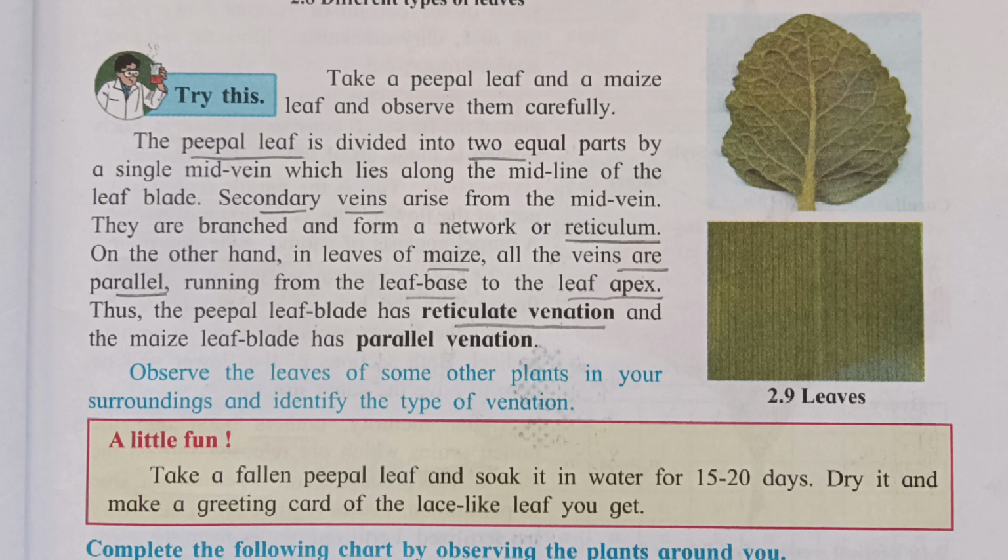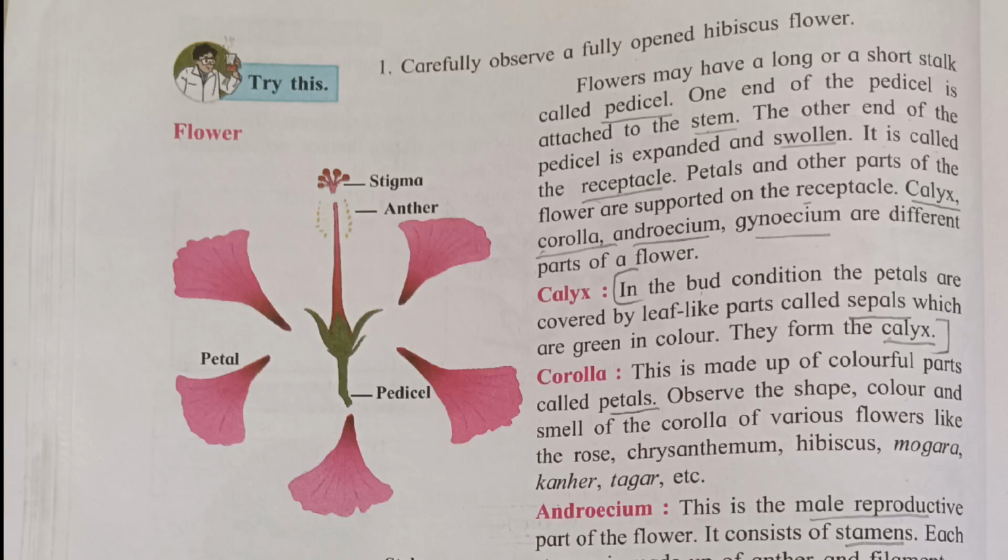Mark this paragraph. Flowers may have a long or a short stalk called pedicel. Mark this point. One end of the pedicel is attached to the stem. The other end of the pedicel is expanded and swollen. It is called receptacle. Mark the definition. Petals and other parts of the flower are supported on the receptacle. Calyx, corolla, androecium, gynoecium are different parts of the flower. Mark this point, it is a very important answer.